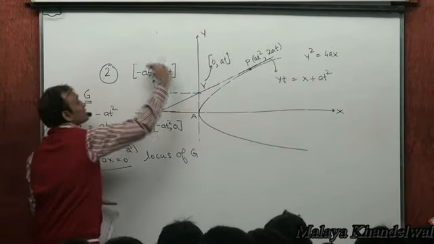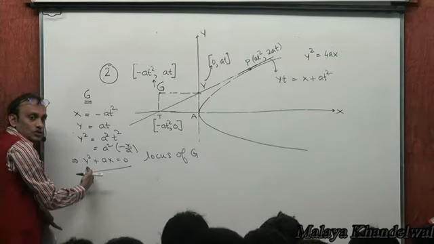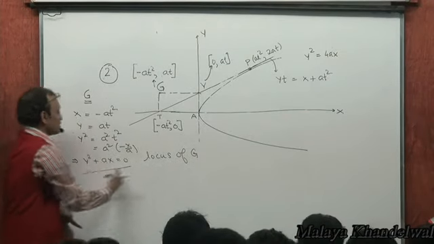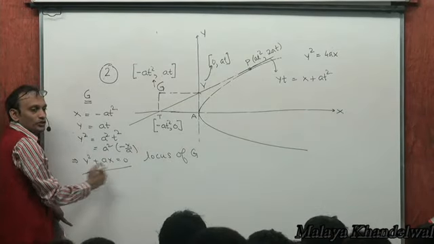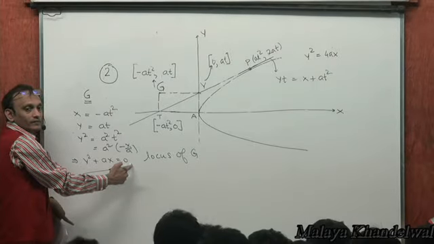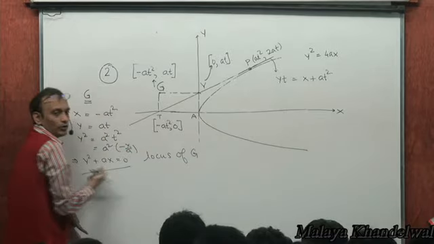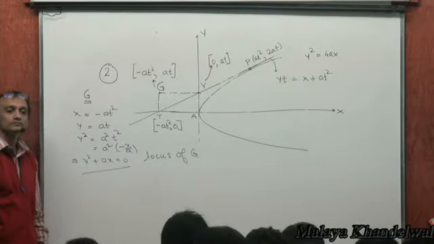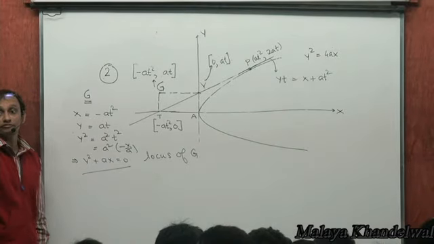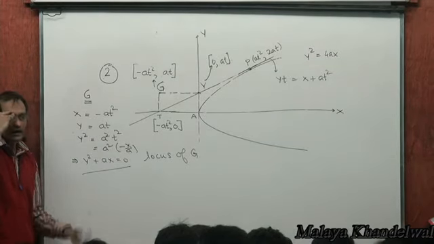And it opens like this. This parabola would have its vertex at 0, 0, and it would open like this, because x would have to be less than 0 for this to be 0. It would be a leftward opening parabola. That would be the locus of G.